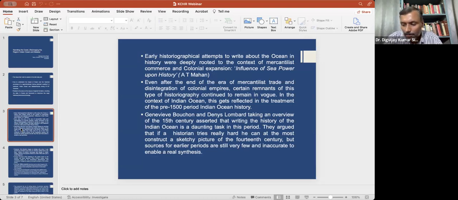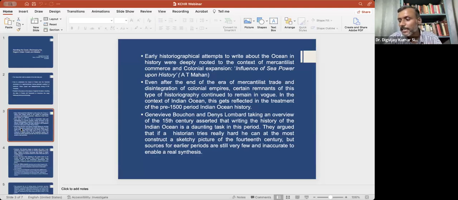However, one also cannot deny the fact that we don't see any serious attempt on the part of these historians, who were writing in the 60s, 70s, and 80s, to systematically explore the sources of the previous centuries.